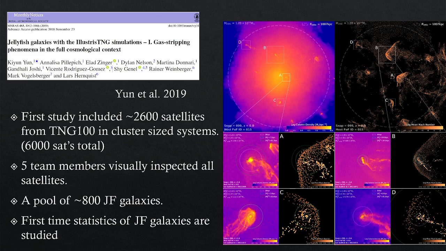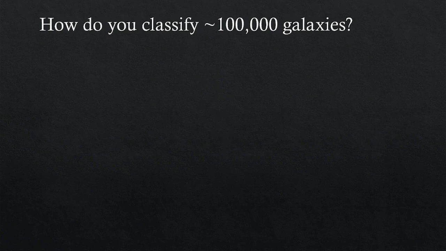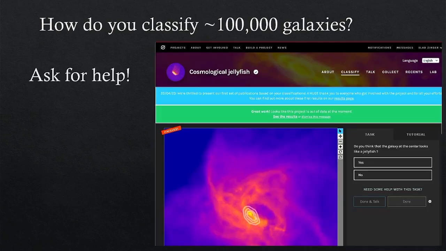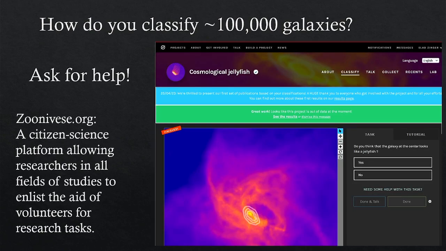But what would you do when you want to go a bit further and look at about 100,000 galaxies? So rather than destroy your eyesight, you ask for help. And that's what we did. We turned to Zooniverse. We set up a citizen science project. And we asked people, come help us identify jellyfish galaxies from our simulation. And if you don't know this site, it's very, very cool. It's expanded way beyond astronomy and has projects in every sort of discipline you could think of.